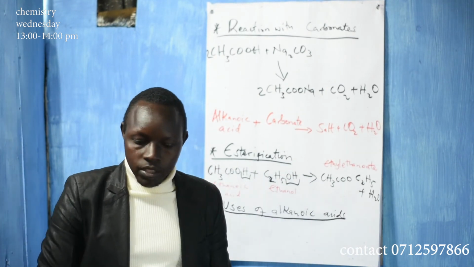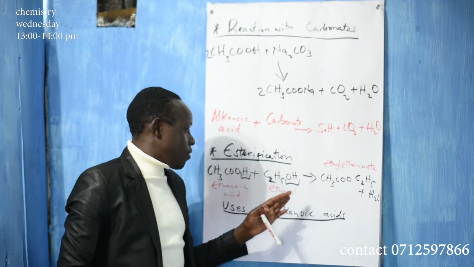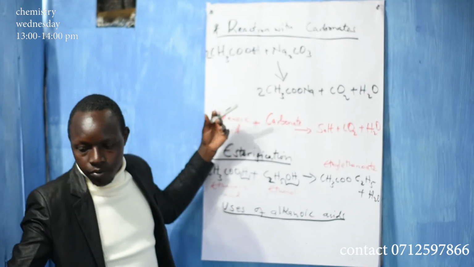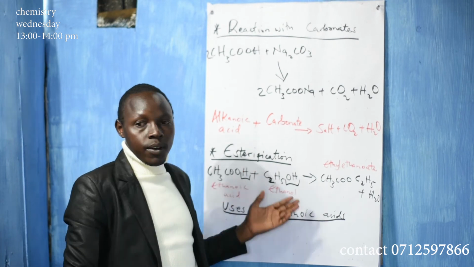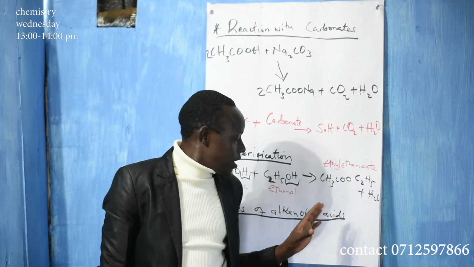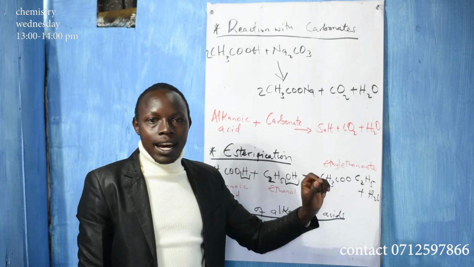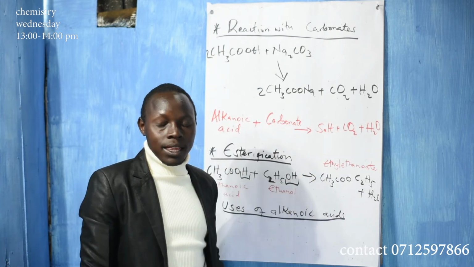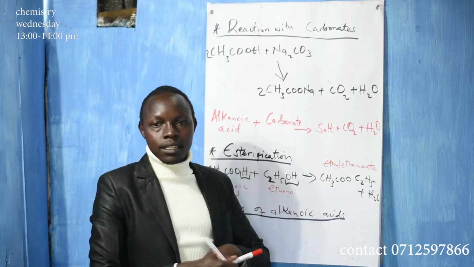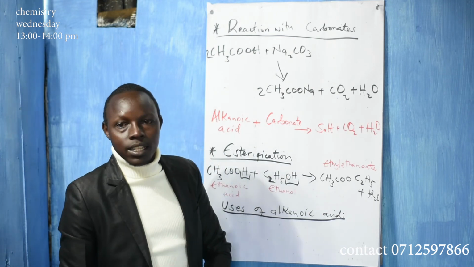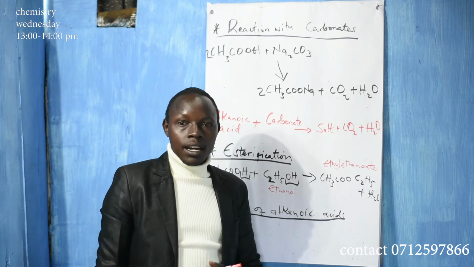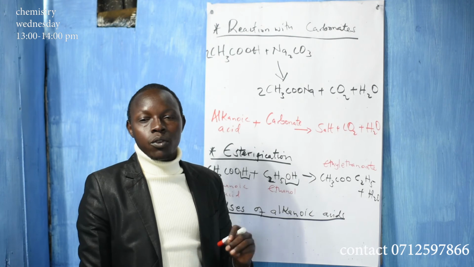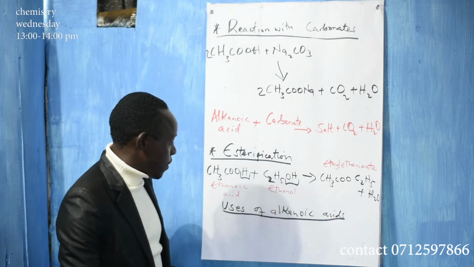So now, those are the chemical properties of alkanoic acids. For more of this discussion, you can refer to the properties of acids. These also form under acids. The only difference is that these ones are weak acids, but they behave like the mineral acids, the dilute acids that we did in Form 1, and also in Form 2 salts, and Form 4 the first topic. You can refer to that.